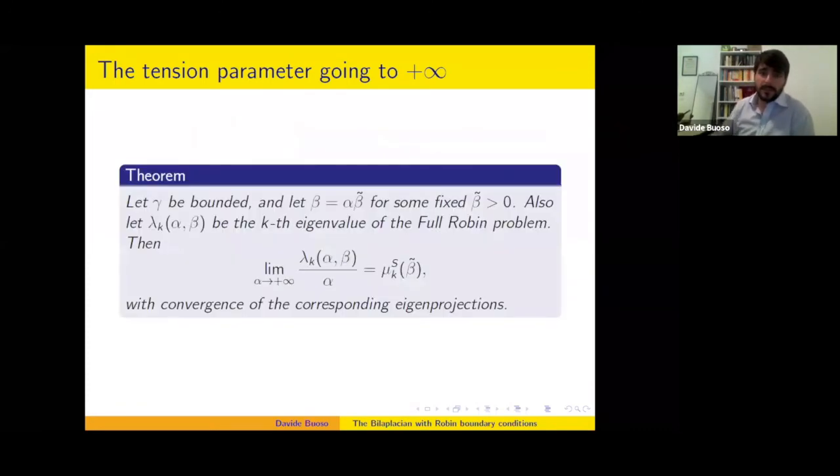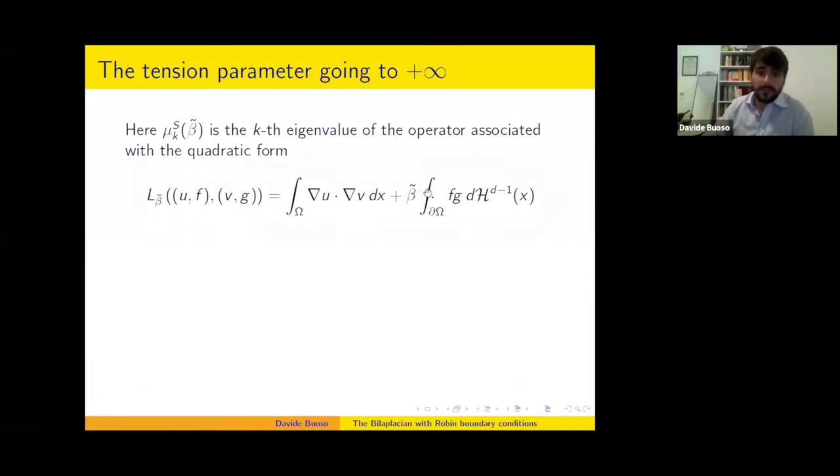Just to say that in this case, we have to restrict to the case beta tilde strictly positive, because if beta tilde is negative, it seems that this problem does not have an increasing sequence of eigenvalues going to plus infinity. So it's not clear yet what happens in this case.